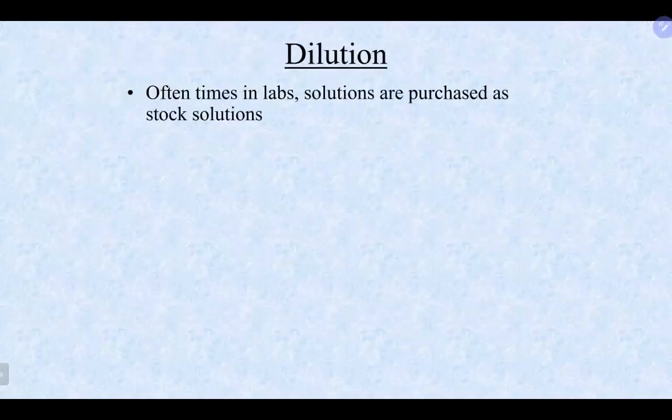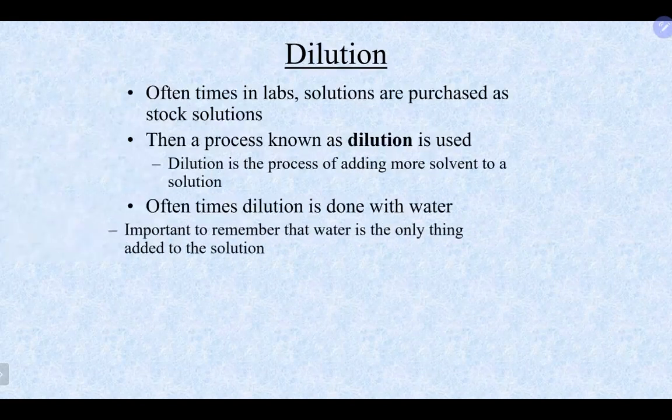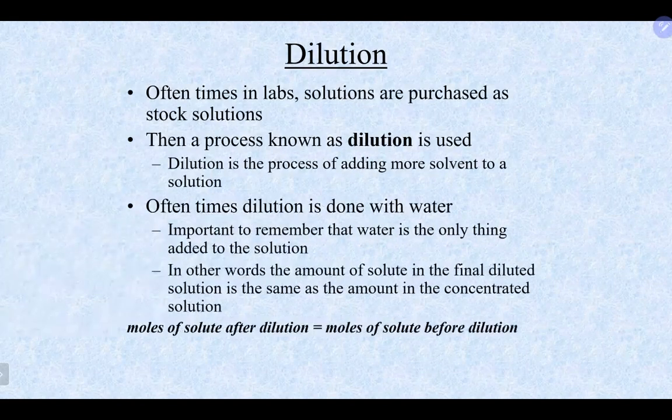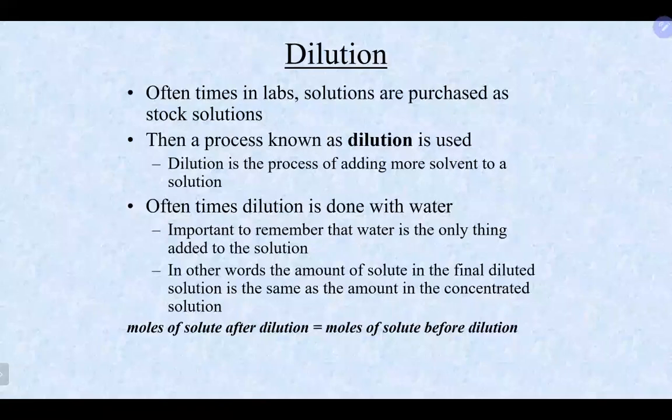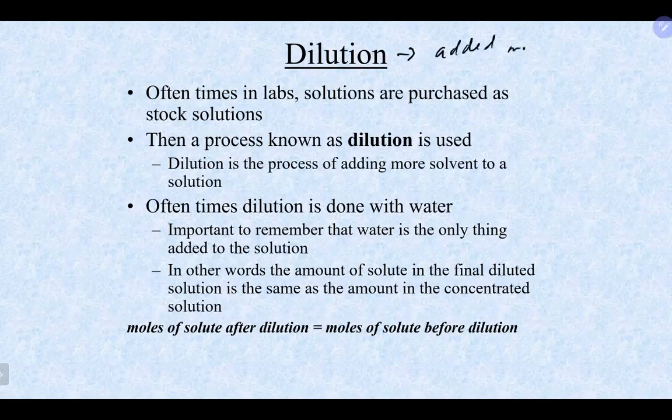So the next thing we're going to talk about is a more dilute solution and really the process known as dilution. A lot of times solutions come in concentrated form, and when we use them, for example in the lab, they're pretty much dilute solutions at that point. When we do a dilution, the only thing that's really added is more solvent. A lot of times that solvent is water, but it doesn't always have to be water.